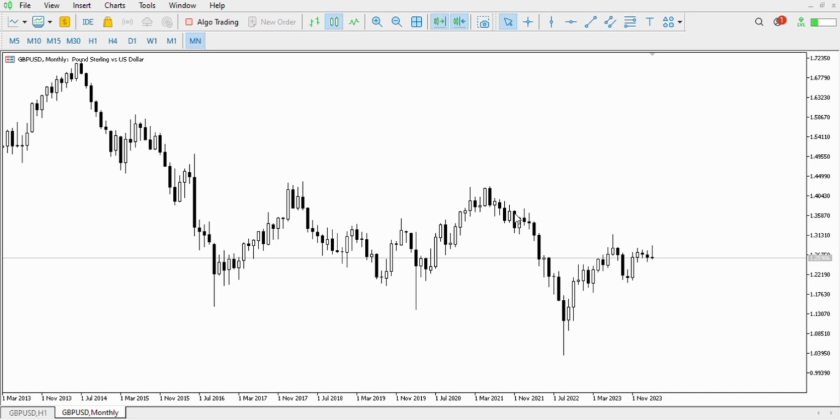So today I'm going to analyze the GBPUSD and I'm going to do a top-down analysis. I will start all the way from the monthly time frame all the way down to the 1 hour time frame. So now looking at the GBPUSD on the monthly time frame, what you can see is an obvious downtrend.